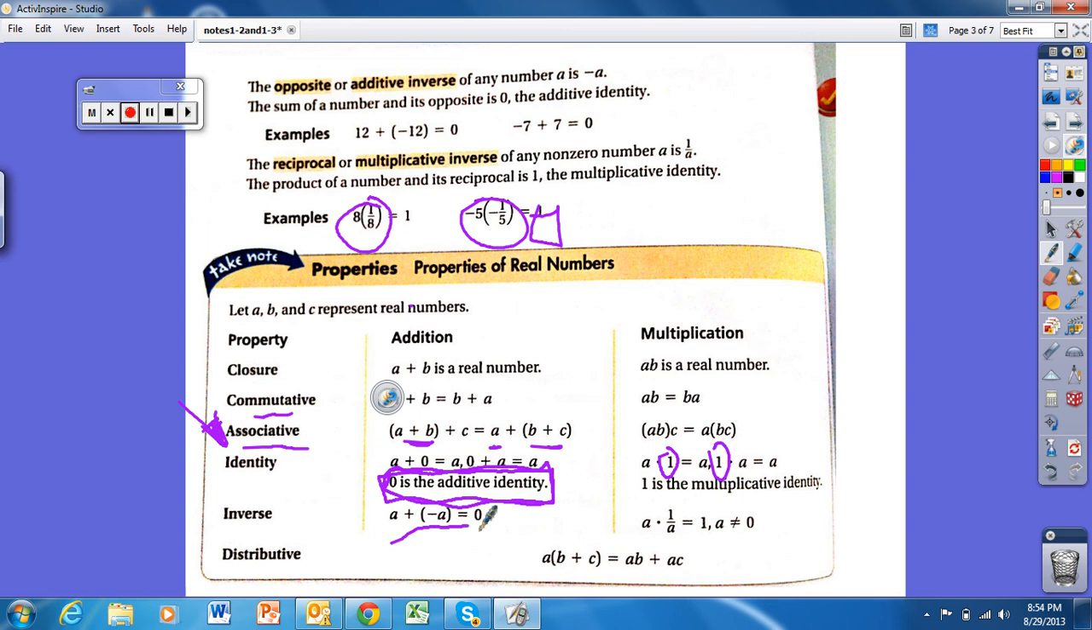So an inverse is simply an operation that gives you an identity as the answer. So if you have A, what are you going to add to it to get 0, which is the additive identity? And it's just its opposite. So negative A for addition, and for multiplication you're going to do A times 1 over A.